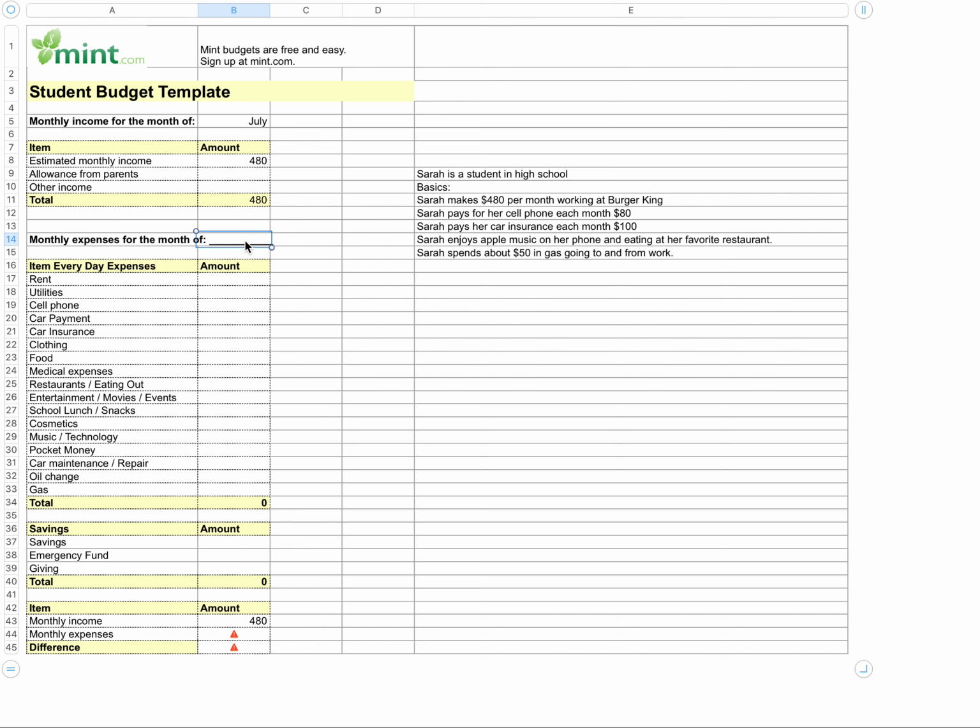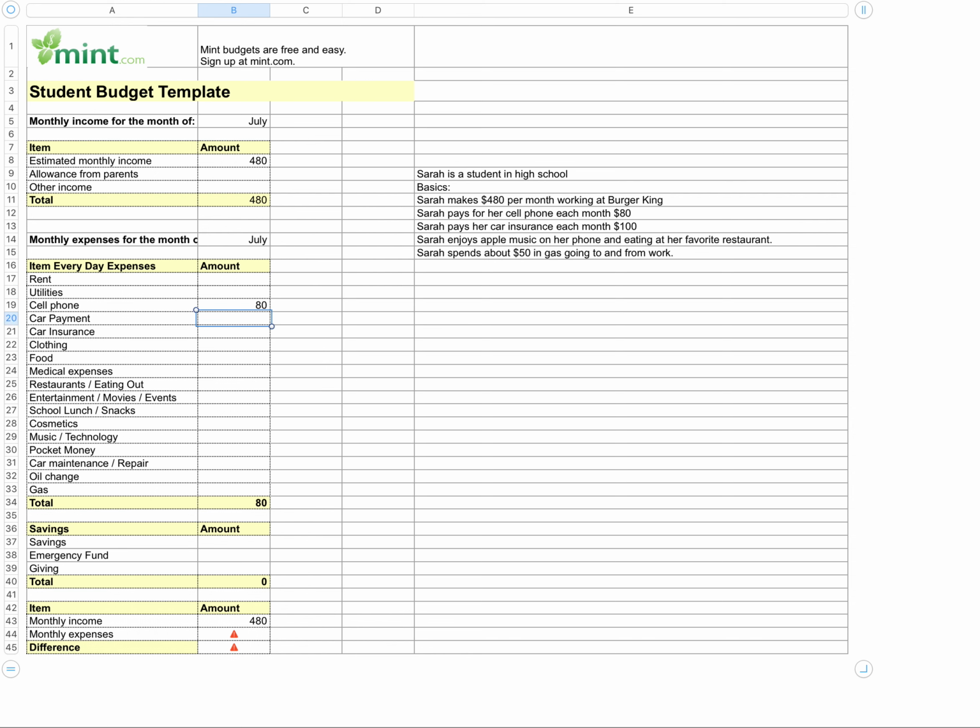Okay, again, monthly expenses for the month of July. Sorry, that's a repeat. And now we're going down to expenses. I left rent and utilities because there are some students that are your age and older that do have to pitch in on certain home responsibilities. But we will skip those because if we look over here, the first thing Sarah pays for is her cell phone, and that's $80. So we're going to go to cell phone and put $80.